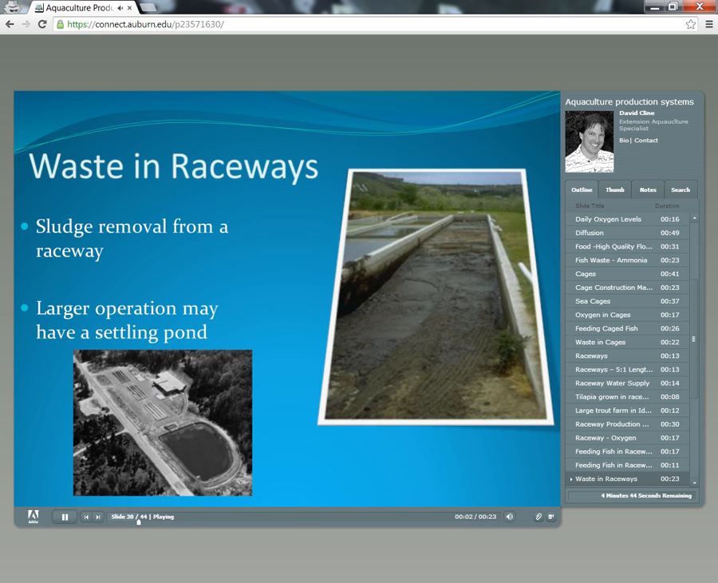Raceways are designed to be a single-pass, flow-through system that sweep away fish waste and any uneaten feed downstream and out of the fish culture unit. Some raceways have a solid settling area at the end of the raceway, and large raceway operations often require settling ponds or other waste treatment facilities before the water can be released into the environment.